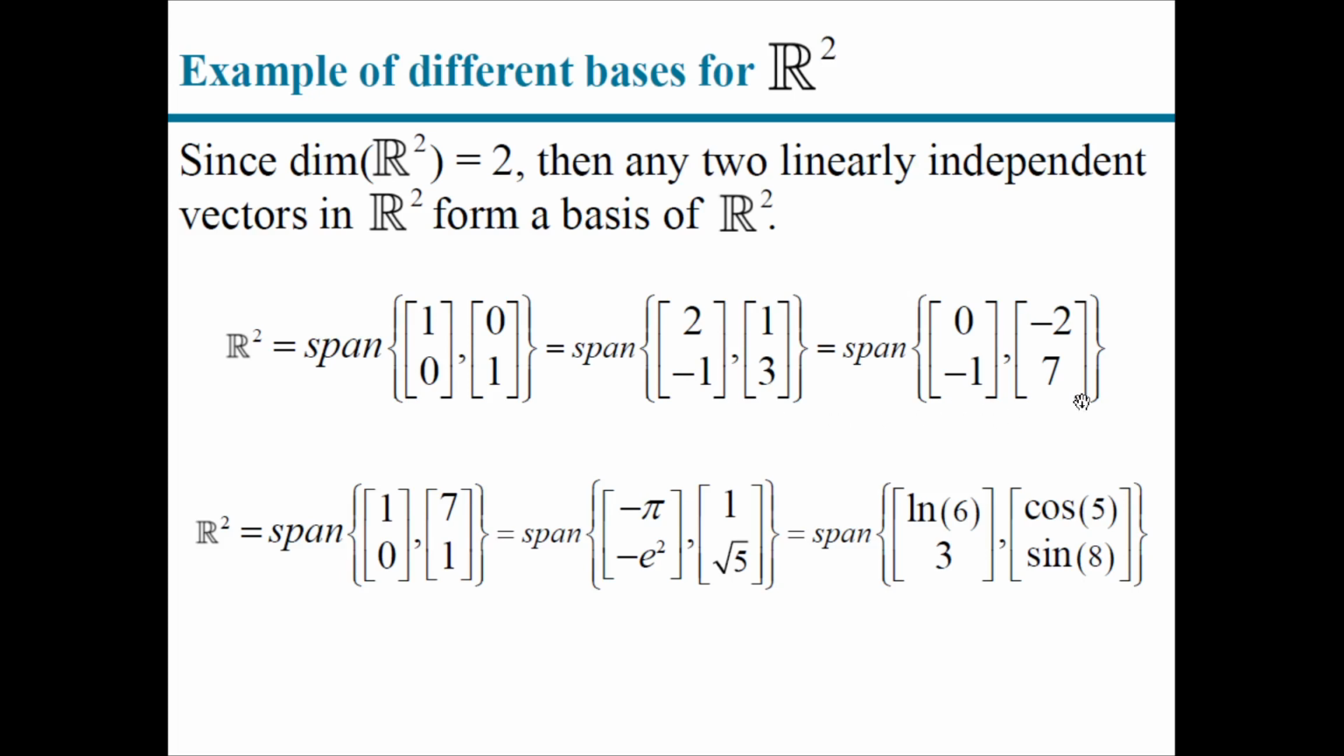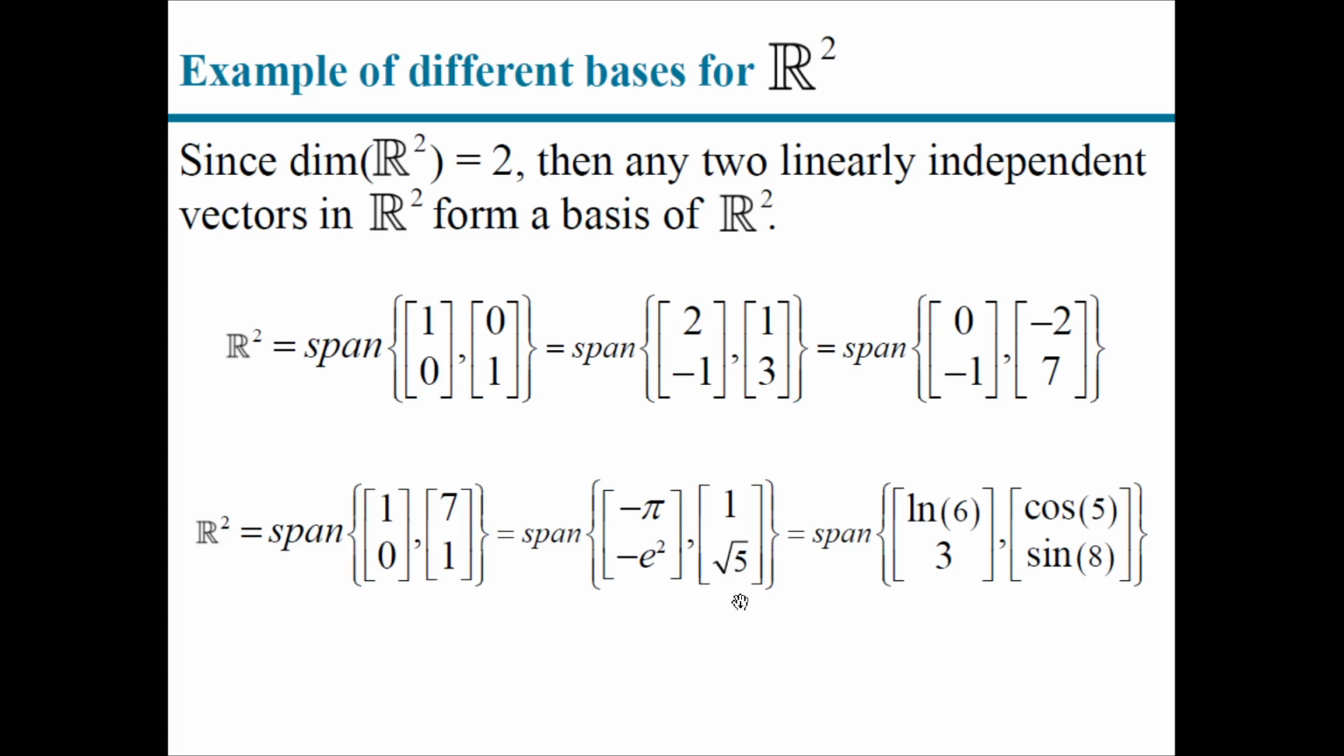I can have another couple of vectors, (0, -1) and (-2, 7), let's say. They are linearly independent. There are 2 vectors from R2, 2 linearly independent vectors. They are a basis for R2. They generate R2. Okay, they generate and they are linearly independent, so they are bases.